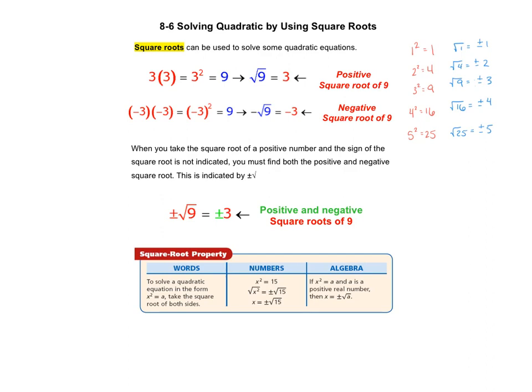This is 8-6, solving quadratics by using square roots. So you guys have learned in the past that if you take a number and square it, this is the result. These are actually called perfect squares. In blue, what I did was I took the square root of those perfect squares, and the results are these answers. So the square root of 1 is 1, but I wrote plus or minus in front of it.